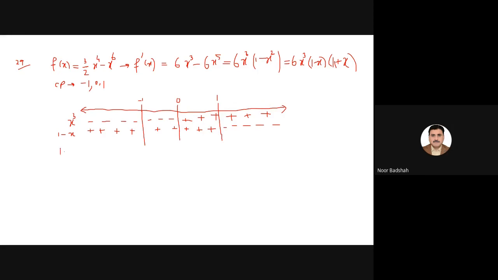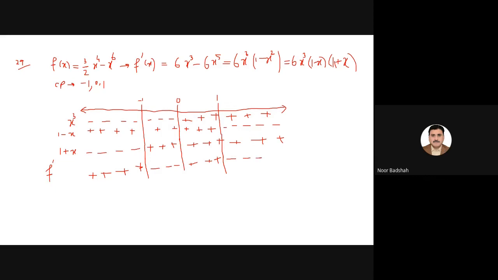Similarly, 1 plus x. One plus x is again positive to the right of minus one, and negative to the left. And as I said earlier, we are interested in the product or in the derivative. So f dash will be minus plus minus is minus plus, plus plus plus.